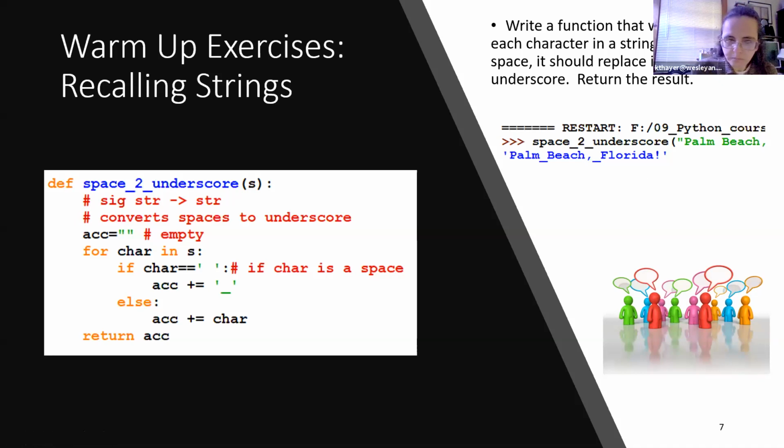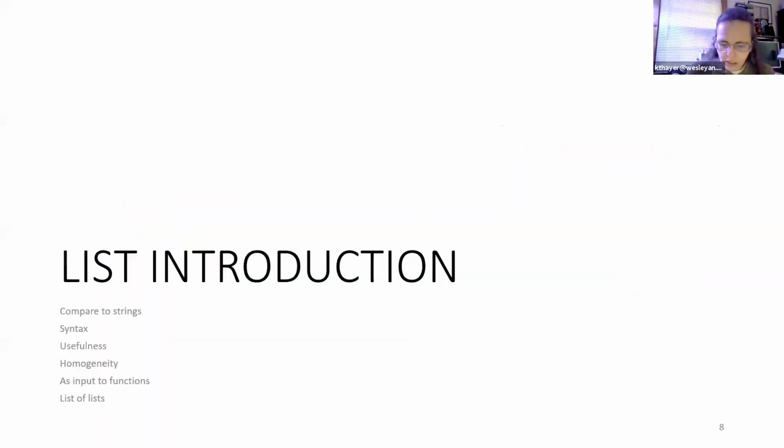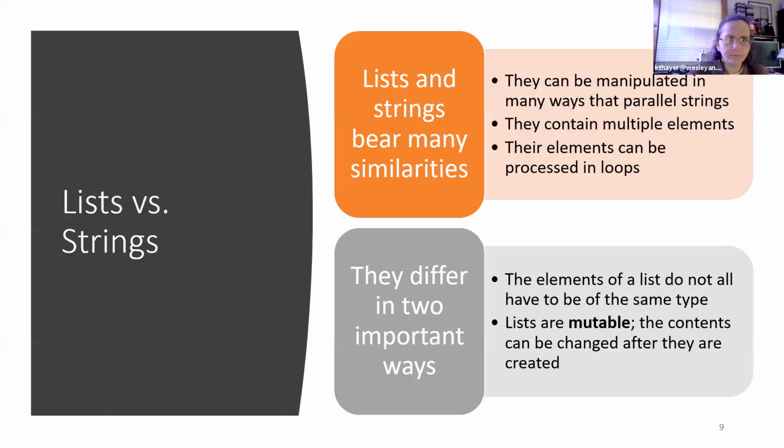Okay, so let's actually get into some of the things that are particular to lists. So lists being compared to strings, there's a few things to notice. They can be manipulated in many ways that are very similar to how strings can be manipulated. They can contain multiple entries, and their elements can be processed in loops, much as we have done string processing in the last section. So we'll be seeing some loops once again. We can also do comparisons, so we'll have if statements involving loops.